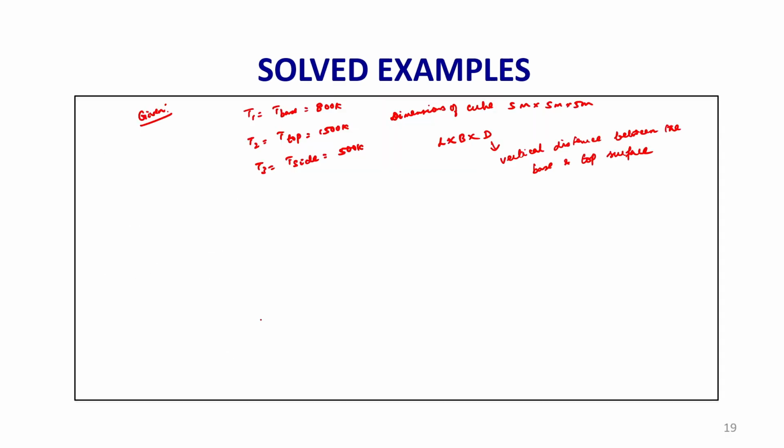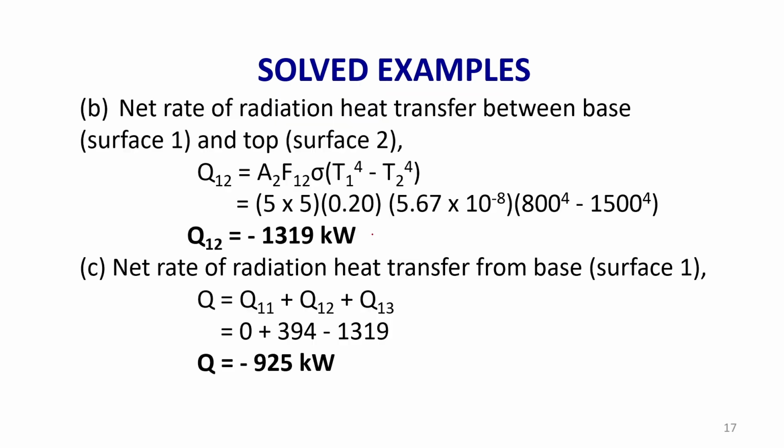So, Q between base and side. Base is surface 1 and side is surface 3. Because we have to find out between base and side, and base and top, if you just write Q, we will not be able to differentiate. So, between base and side, because base is surface 1 and side is surface 3, it is written as Q13.